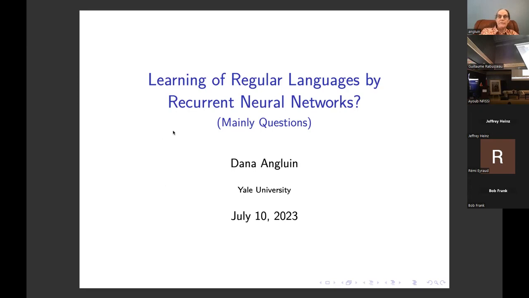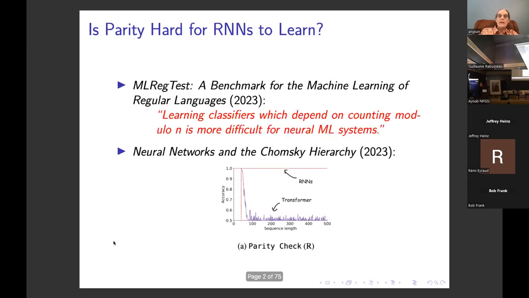Let me start with the first of the questions in the talk, which was a question that arose in response to a talk that Jeff gave just about a year ago in the formal languages and neural networks Discord meetings, where he was presenting this benchmark, ML reg test, for machine learning of regular languages. And his conclusion there, or observation, was that the classifiers that they tested found it much more difficult if the regular language depended on counting modulo n.